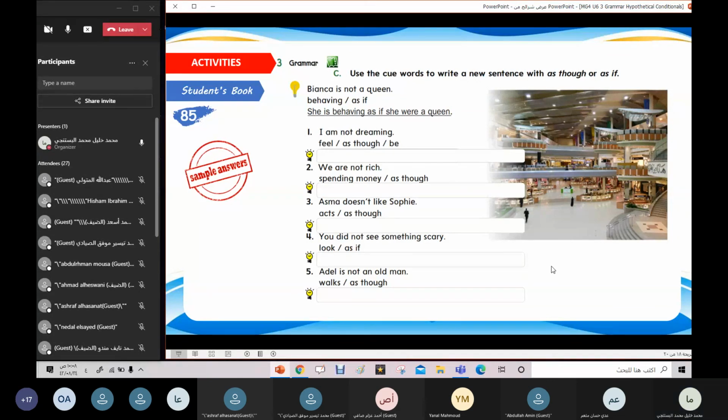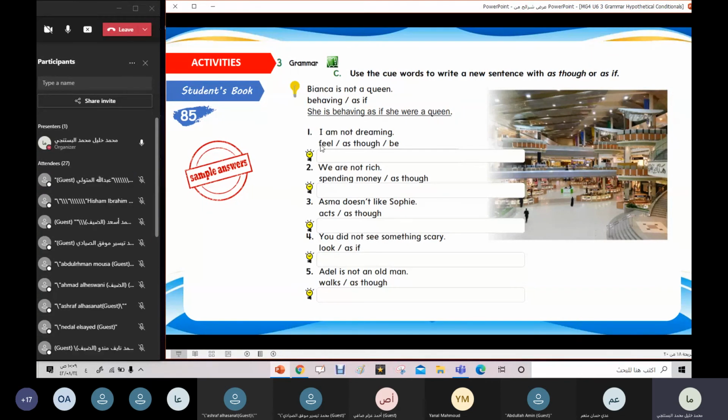Move to exercise C. Use the cue words here to write new sentences with as though or as if. Bianca is not a queen. Look at the example. Behaving as if. She's behaving as if she were a queen.